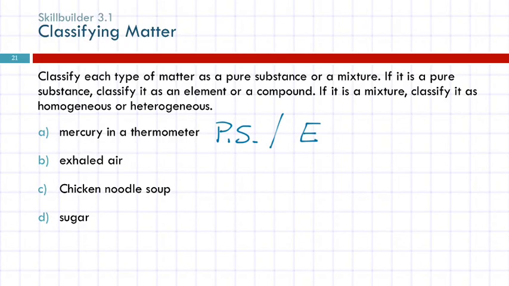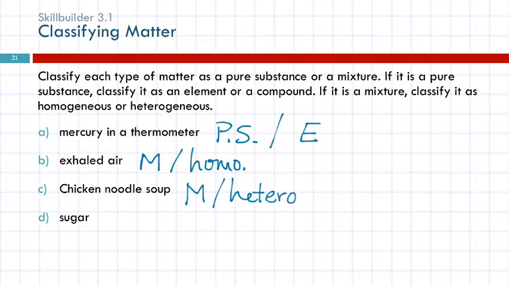How about exhaled air? Pure substance or mixture? Mixture. Is that a heterogeneous mixture or a homogeneous mixture? We're talking about normal exhaled air. That'd be homogeneous. Chicken noodle soup. I already used that example. Mixture or pure substance? Mixture. Homogeneous or heterogeneous? Heterogeneous. You can see there are different parts. Another example would be like macaroni and cheese.